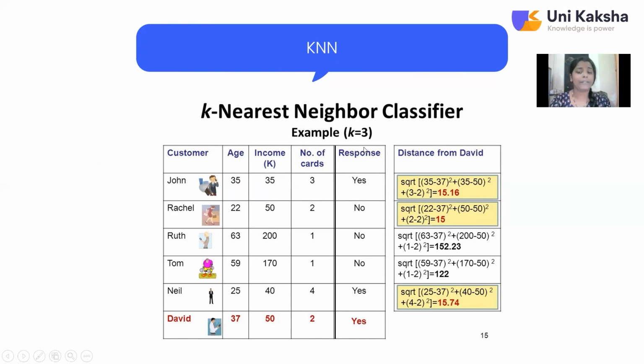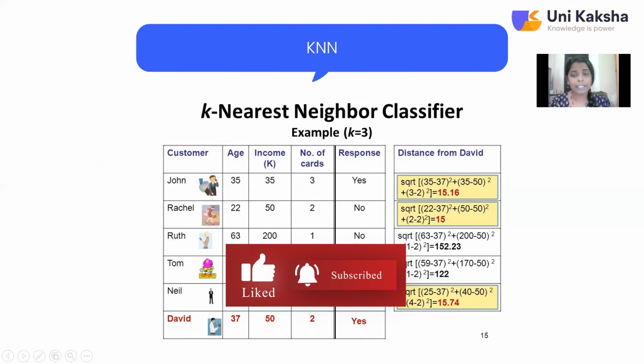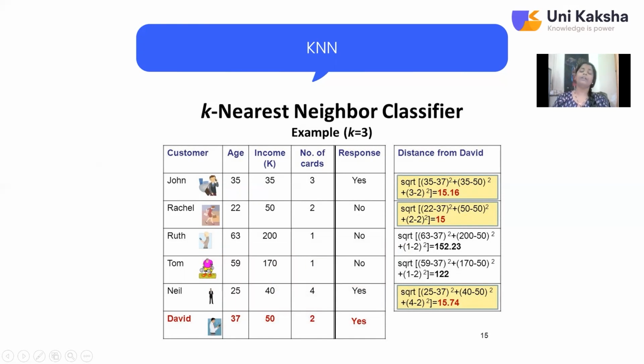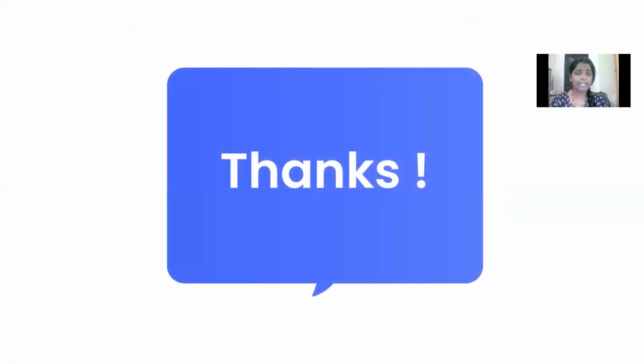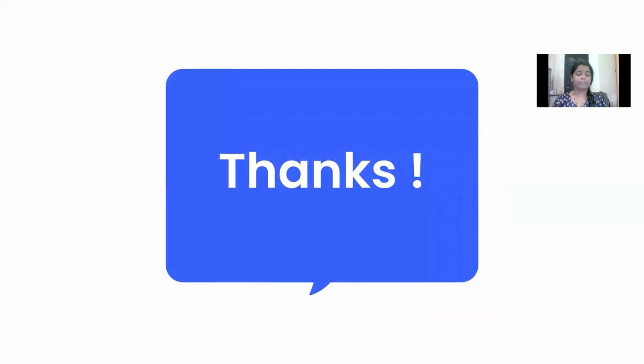If you consider the value of k equal to 3, as mentioned in the given problem, you'll find the three nearest distances, with respect to John, Rachel, and the last one, Neil. In this case, you have two responses of yes and one response of no. So, as per the concept of maximum vote, the response will be yes. This is basically how KNN works. The choice of k is generally considered to be the square root of the total number of observations. I hope you understood how the KNN algorithm works.